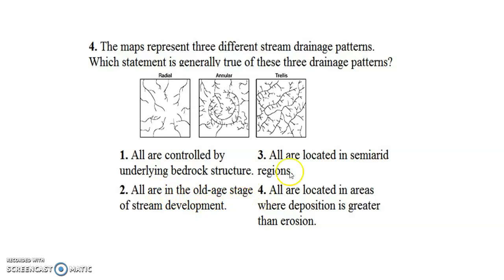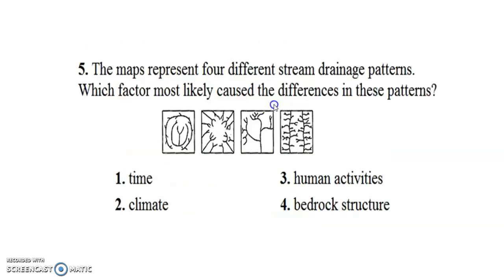That doesn't really make much sense. Number 3, all are located in semi-arid regions. Not necessarily. Number 4, all are located in areas where deposition is greater than erosion. Again, not necessarily true. Really, number 1 is the only one that makes sense. The bedrock underneath is controlling the way that the water flows in these examples.